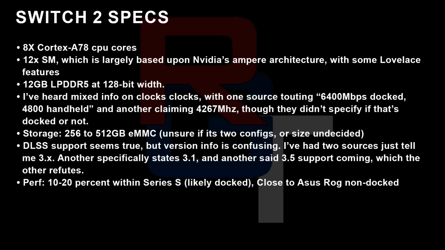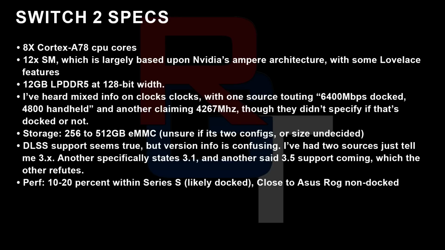There are 8 Cortex A78 CPU cores, 12 SMs based upon Nvidia's Ampere architecture. However, it seems to also have some hybrid Lovelace features, although I'm not quite certain what those are. 12GB of LPDDR5 memory at 128-bit width.